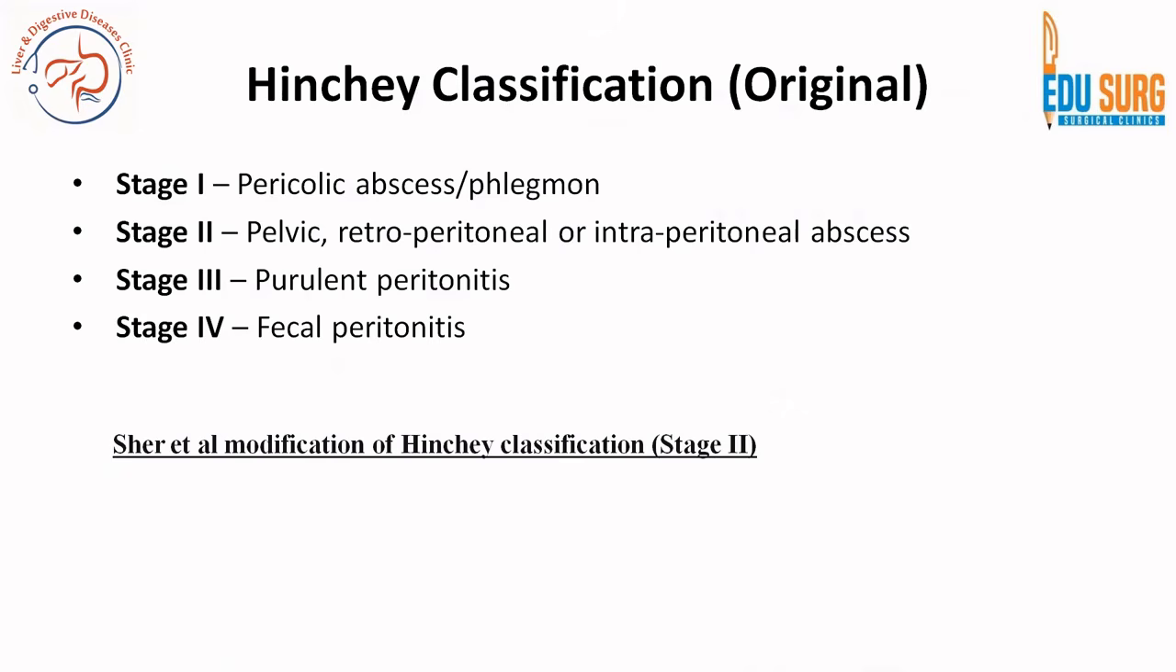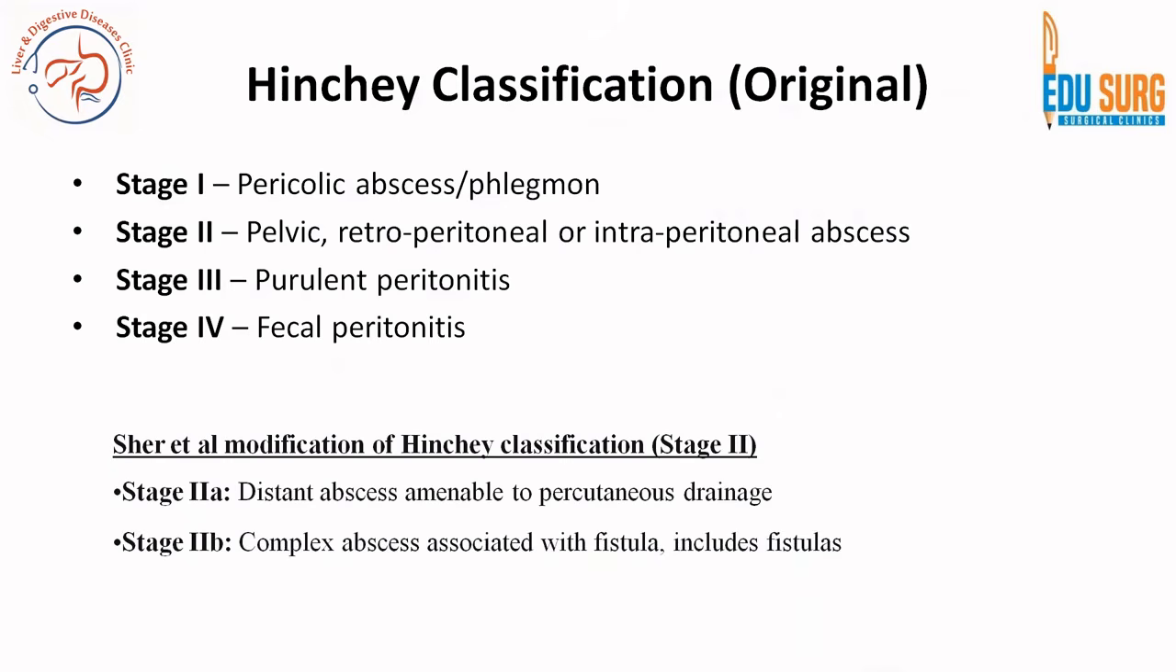Then stage 2 was modified in Hinchey's classification by Sher et al. And it was 2A, which is distant abscess amenable to percutaneous drainage, and 2B, which included fistulas. Okay. So type 1 is the same pericolic abscess. Type 2 was modified into two parts based on the intervention that are possible.